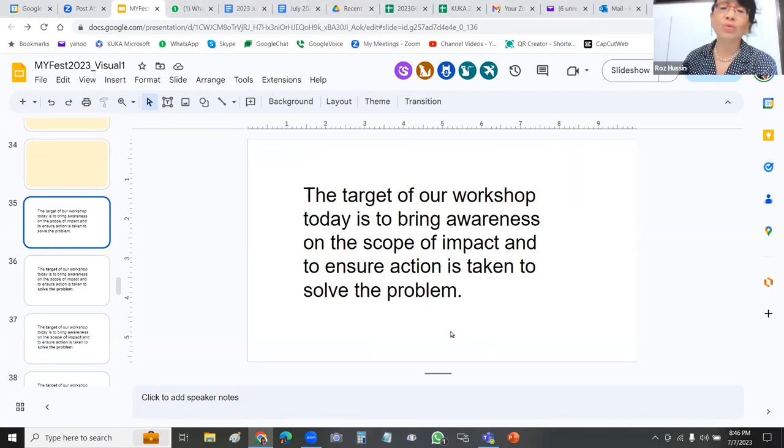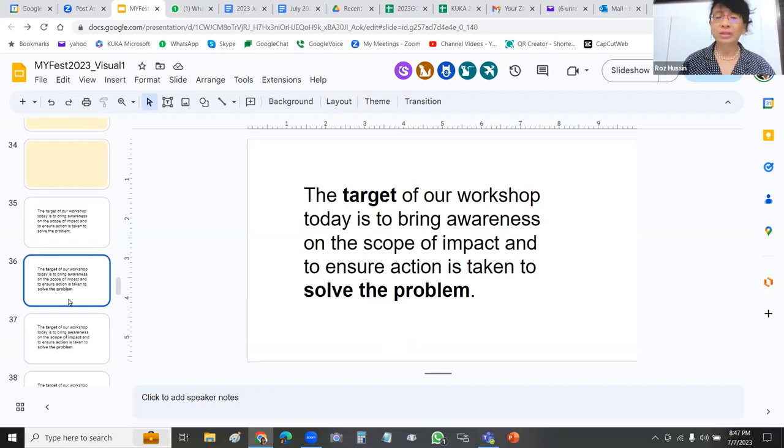The target of our workshop today is to bring awareness on the scope of impact and to ensure action is taken to solve the problem. It's a sentence. Now, how do you begin to take a normal, conventional language literacy sentence and start inputting visual literacy? So I'm going to demonstrate the process of how to design something. This is a normal sentence, and step by step, I'll show you what the process would be.